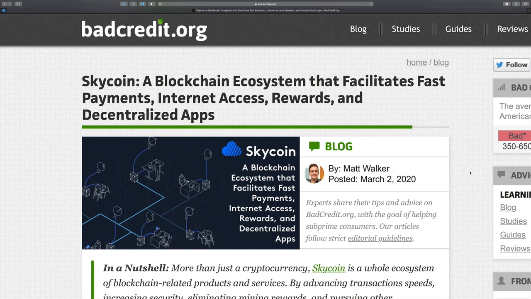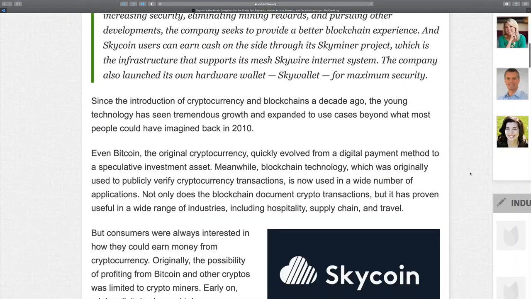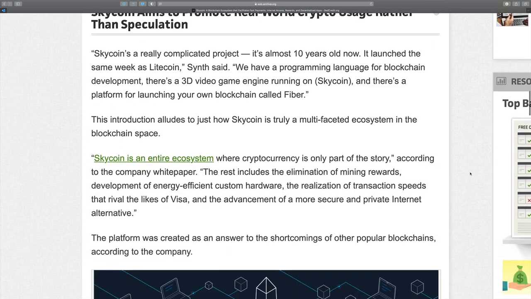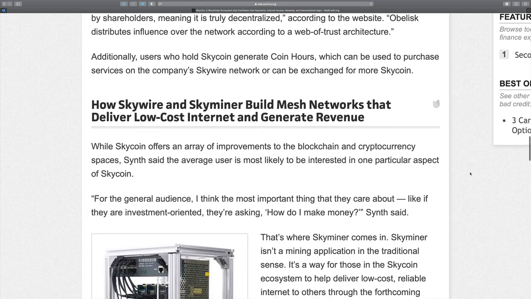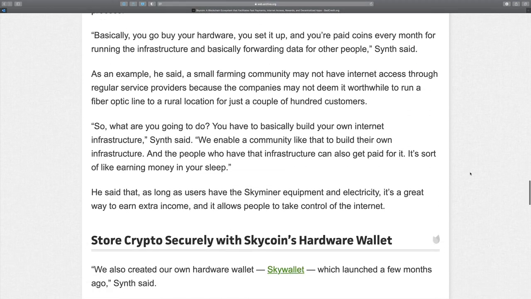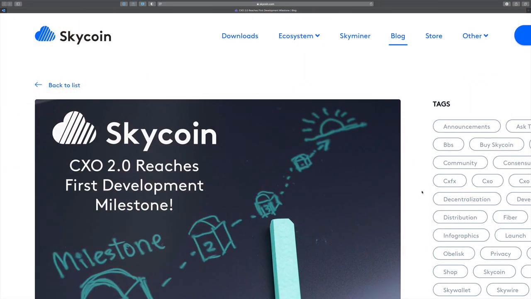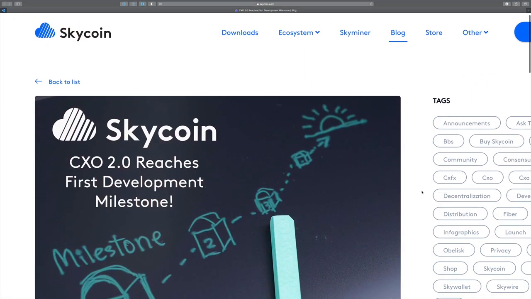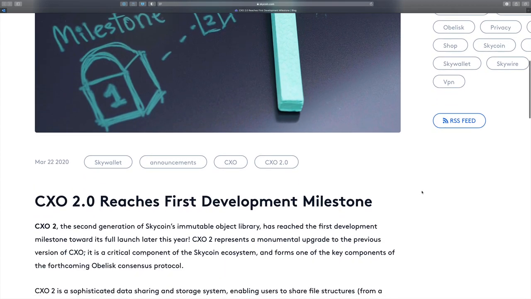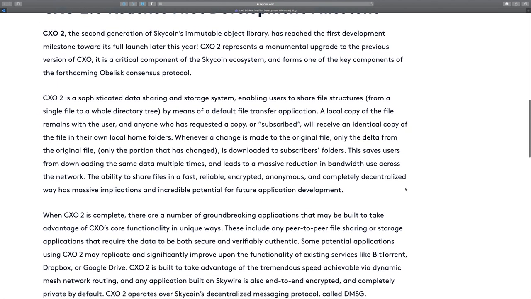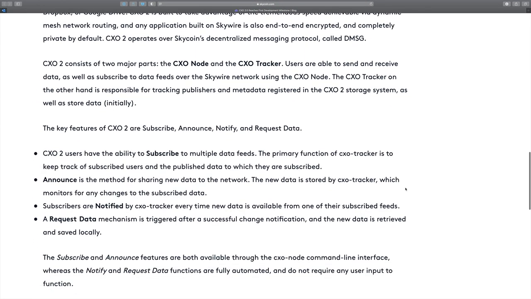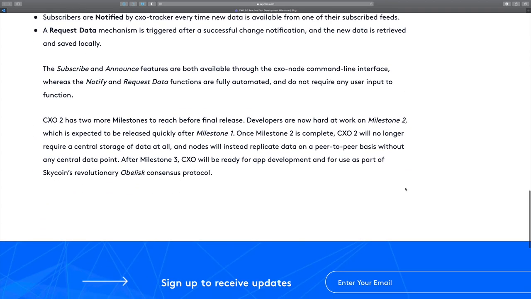A feature article about Skycoin on badcredit.org pointed out the passive income that can be easily generated by Skyminer operators who are paid in Skycoin and one day will receive payment in the form of coin hours. March saw Skycoin hitting the first milestone for CXO 2.0, Skycoin's revolutionary blockchain-based immutable objects library. CXO 2.0 will be an integral part of the Obelisk consensus algorithm.